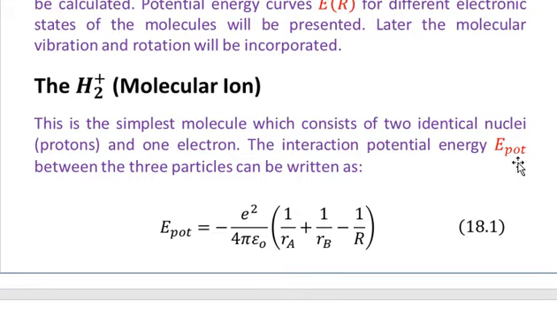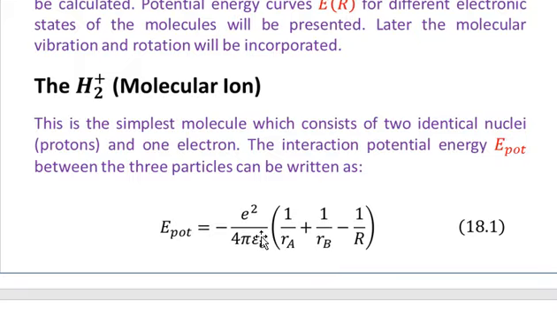The interaction potential energy, represented by E pot, between the three particles can be written as: minus e squared over 4 pi epsilon naught, and within the parentheses, we have 1 over Ra, where Ra is the separation of the electron from the nucleus labeled as A, plus 1 over Rb, where Rb is the separation of the electron from the nucleus labeled as B, and this factor multiplied by minus 1 over R, where capital R is the separation between the two nuclei.